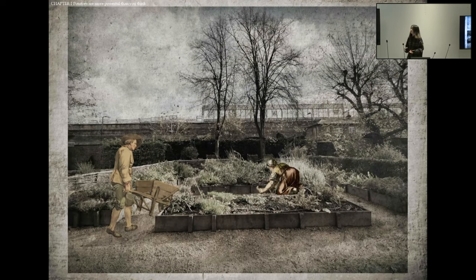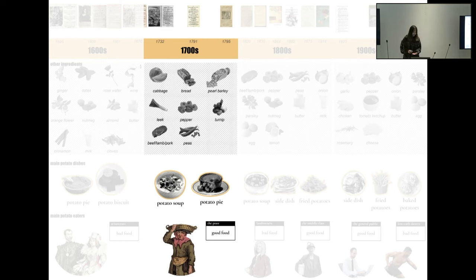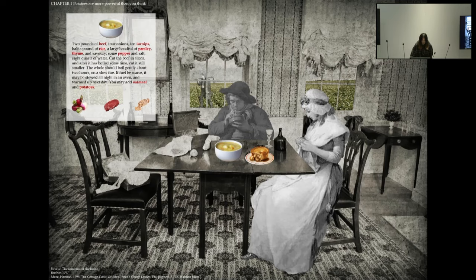Now let's look at the gardens. In this period, potatoes were cultivated in the gardens, symbolizing the wealth of the nobility. The second phase starts from the 18th century. In this period, because of the promotion by the politicians, potatoes were mainly served for the poor. Potato soup was the main dish, and you could also add turnips, meat and rice into the soup.